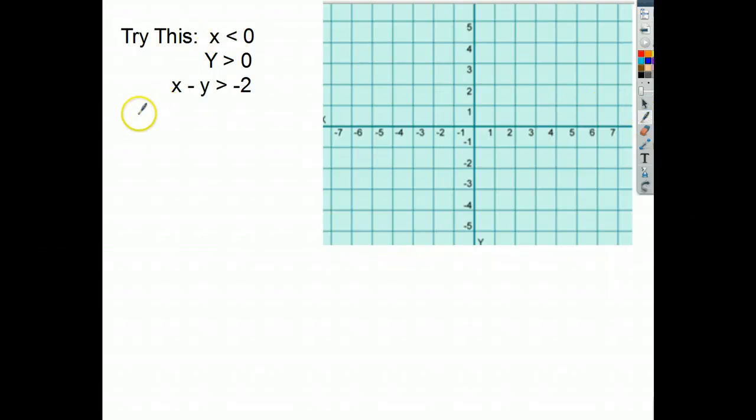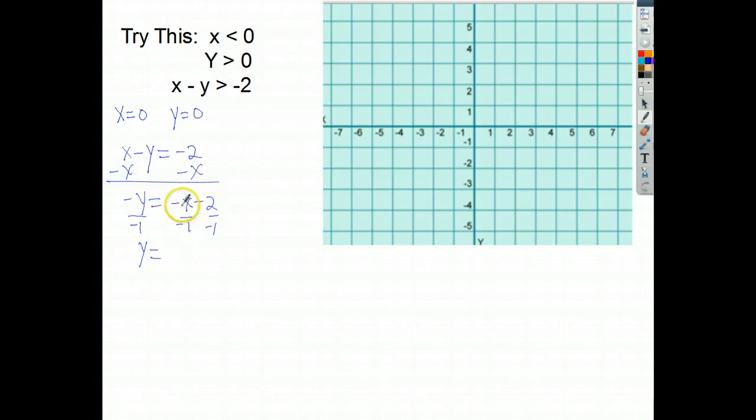All right, that should have been time enough for you to do that. The equations of the boundary lines: x equals 0, y equals 0, and x minus y equals -2. Putting this one in slope-intercept form, subtract x from both sides. Negative y equals negative x minus 2. Divide everything by -1. And y equals negative over negative is positive x. Negative divided by negative is positive 2. Okay, this one crosses at positive 2. The slope, up 1 over 1, and draw the line.